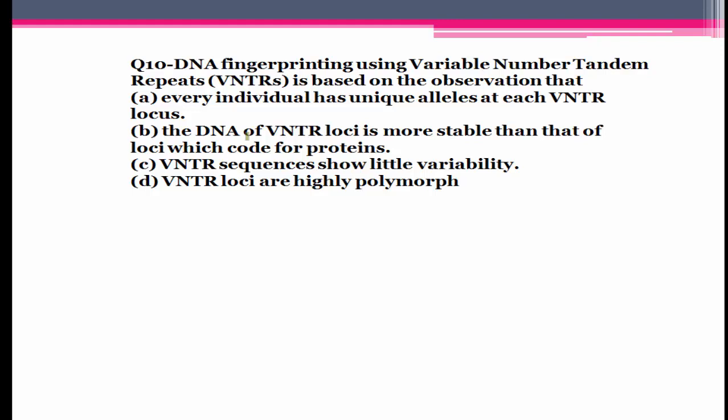Especially this is widely used in the detection of criminals in forensic science, and here the observation is based on VNTR loci being highly polymorphic, because they vary from one individual to another. So the answer for this one is VNTR loci are highly polymorphic.